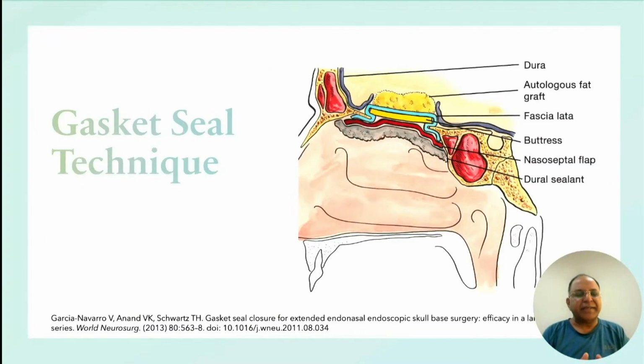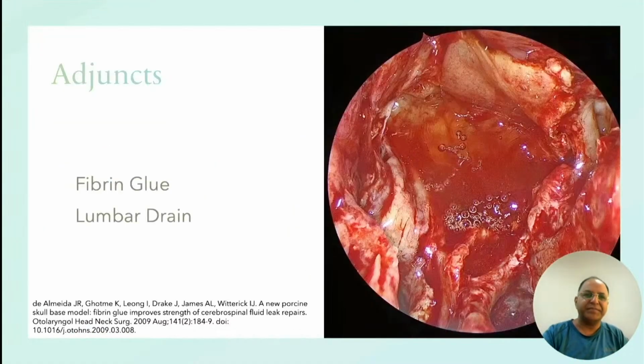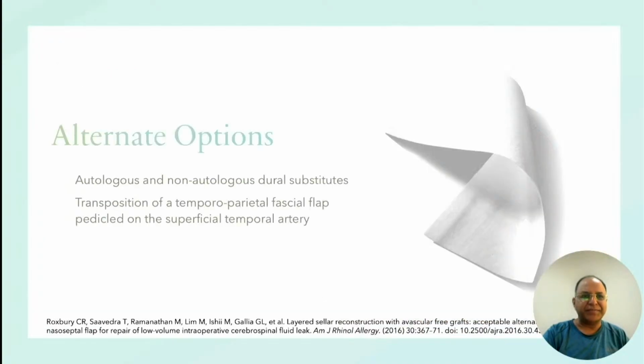Various other techniques have been used by people, like the gasket seal technique, which we all are aware of, as well as the bilayer button technique, in which the fascia lata in layers is put to prevent CSF leak. Besides the techniques, we have the standard fibrin glue and the time-tested lumbar drain, which are used to prevent CSF leak. Also, there are various dural substitutes and other flaps besides the Haddad flap which may be used to prevent CSF leak.